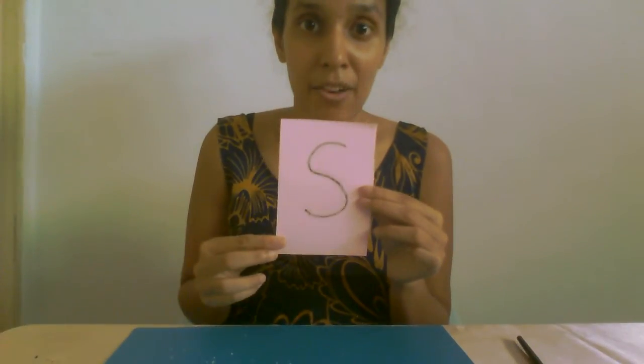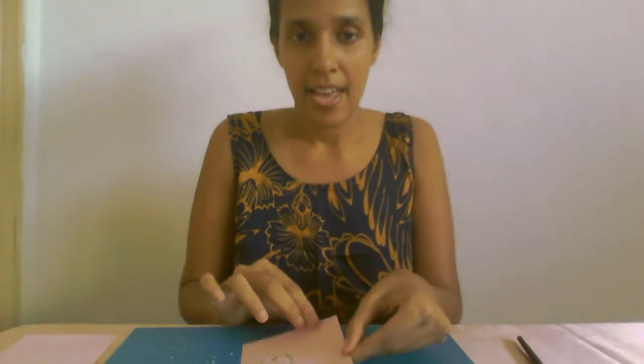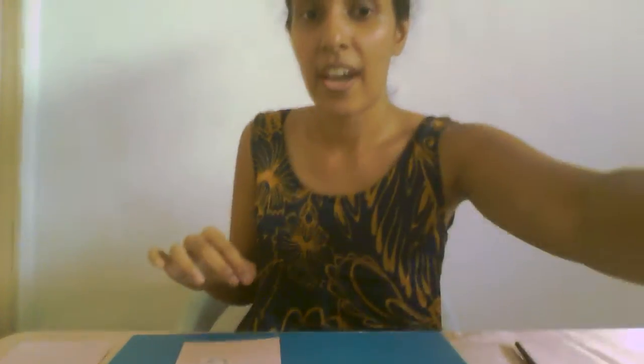Now, once you finish introducing the sound of this letter, which is S, then you can just leave it near you, just turned over like this. Then you get the next sound, and you introduce it to the child like this.